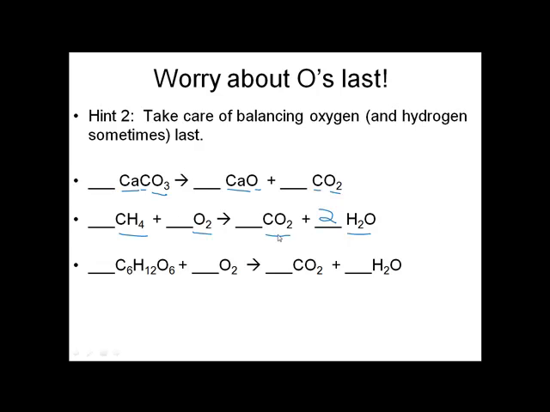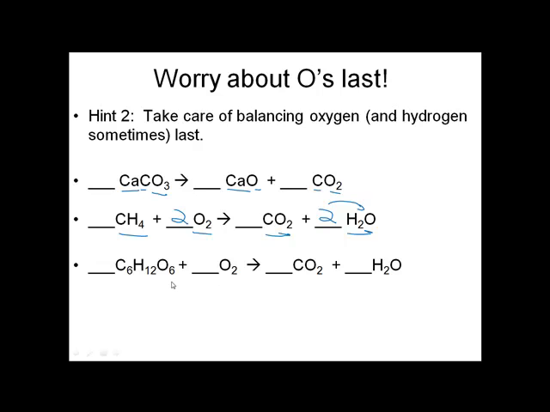Now I can count up my total oxygens. I have 2 plus 2. Remember, don't forget to distribute this 2 to the O. So there's 4 total on the right. I need to put a 2 in front of my O2 to get 4 total on the left. And then I'm balanced. Next one here is combustion of glucose. C6H12O6 plus O2 yields CO2 plus H2O.